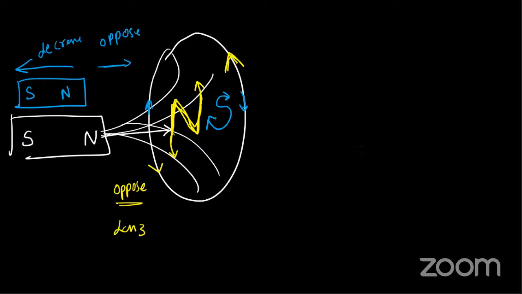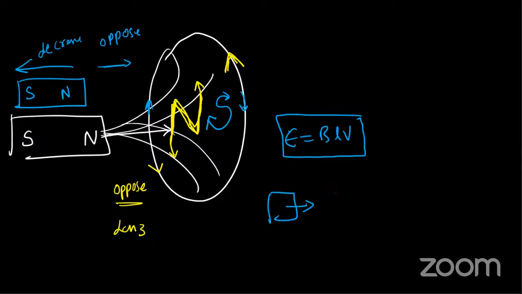If area changes, motional EMF will not change. Motional EMF is equal to BLV. This is called a motional EMF. And if area changes, of course EMF will change, because EMF is equal to d by dt of BA cos theta, right? It is not called motional EMF. Yes, when the area increases, the EMF will be induced, but the EMF due to change in area is not called motional EMF. This is just the regular EMF.